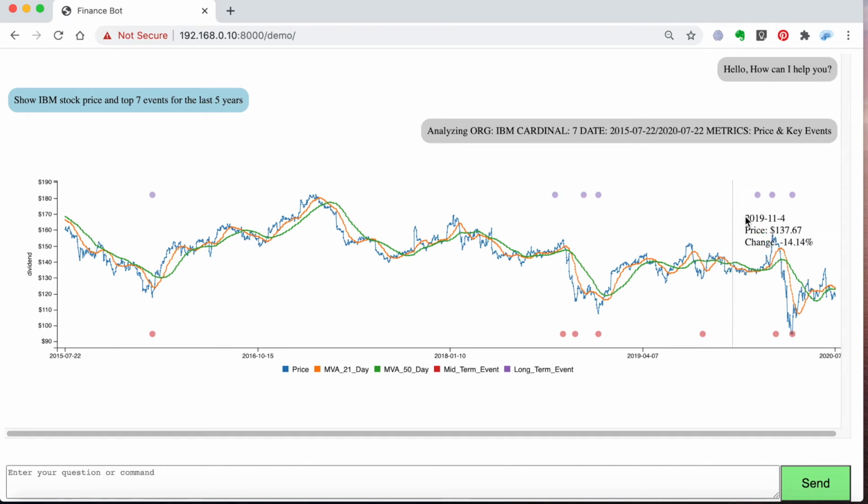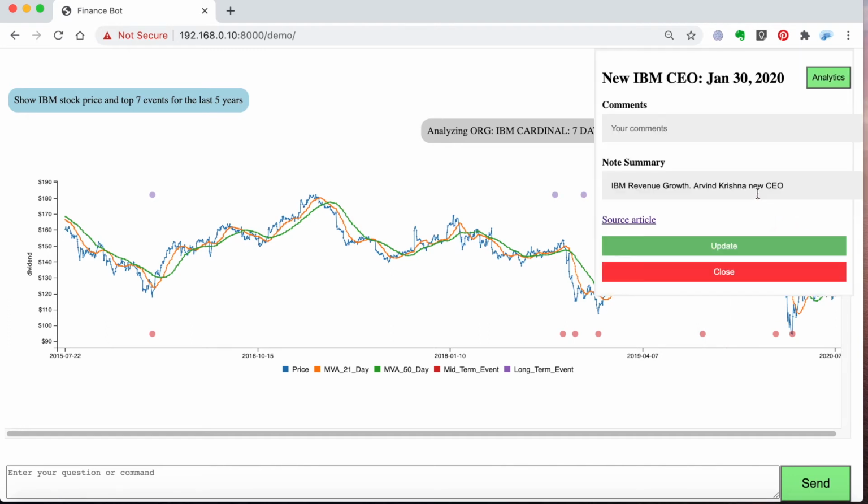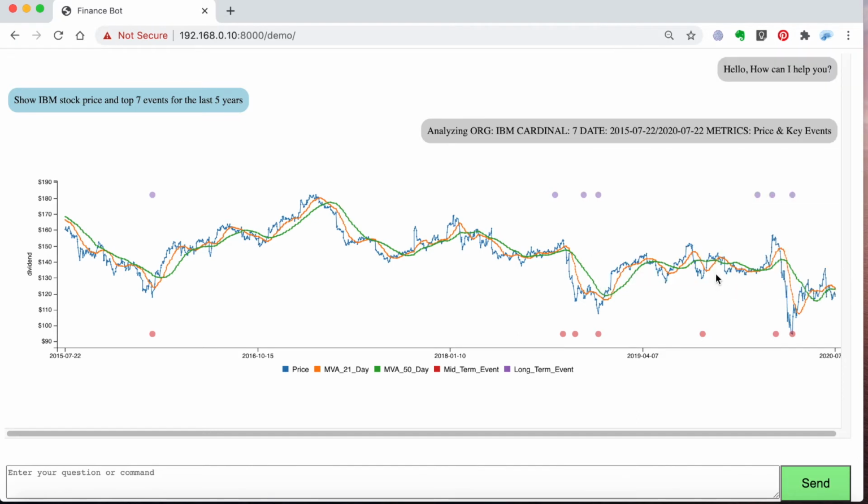I ignore this and I go to this particular event and look at what's going on. So there was a significant upward trend in price. Looks like two key things happened. IBM had revenue growth. In addition, Arvind Krishna was appointed as the new CEO of IBM. So I can close that.